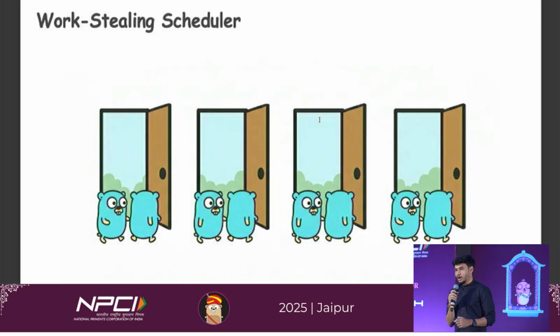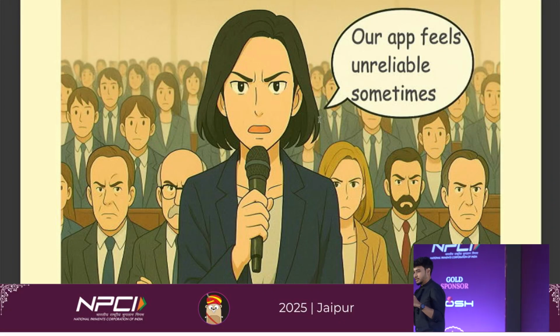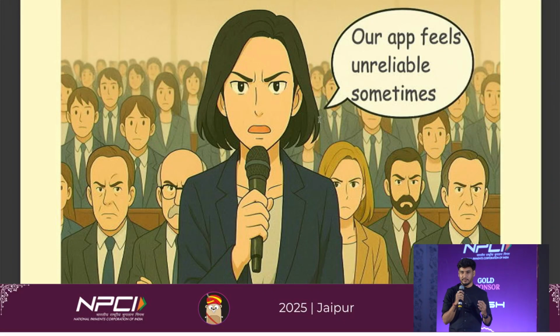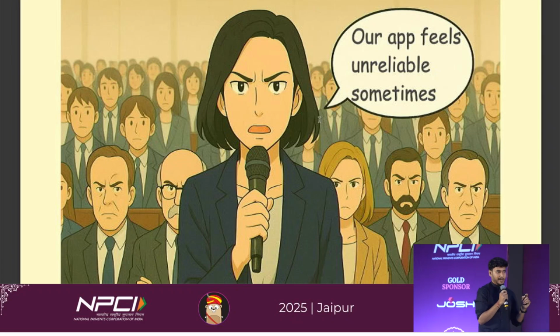Now, we have solved most of our problems, and there is one last question. Our app feels unreliable sometimes. Well, what could it be, right? We have solved most of our problems. Our processors are fully utilized. The load balancing is correct. Well, there is only one key element left.